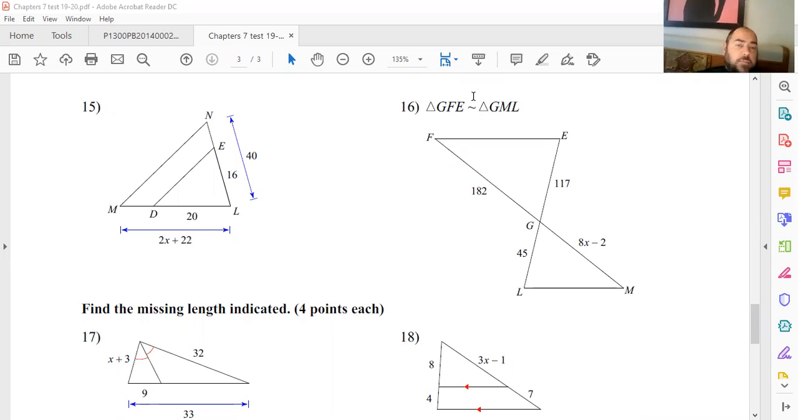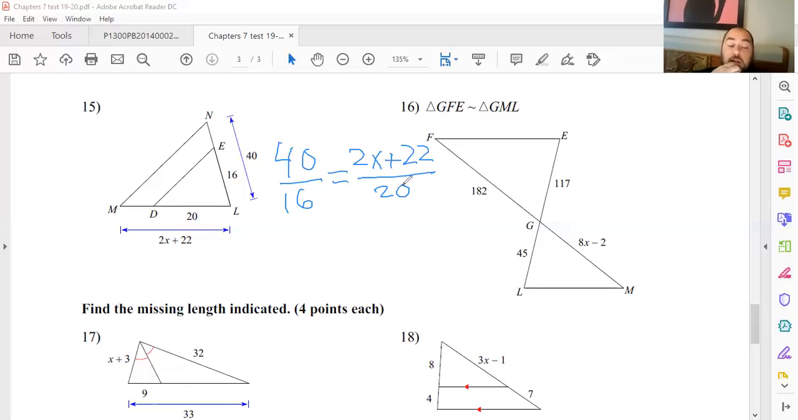we have two sides. We know that this is side angle side. This is very similar to the one that we did earlier. And so what we're going to do is set up this ratio of 40 to 16. That's the total, the long side versus the short side, equals 2x plus 22 over 20.